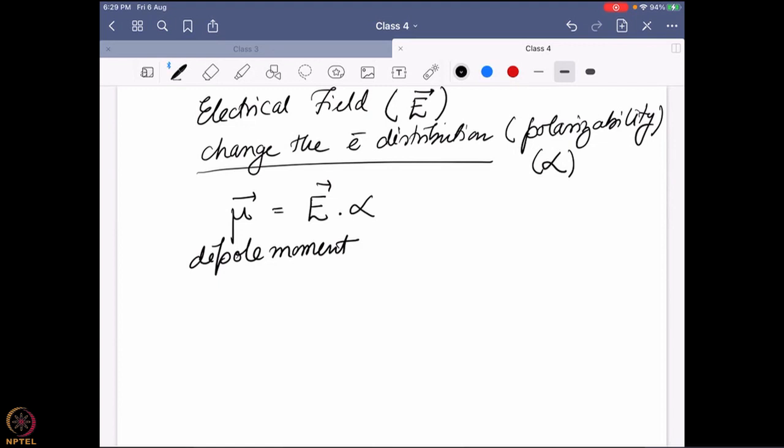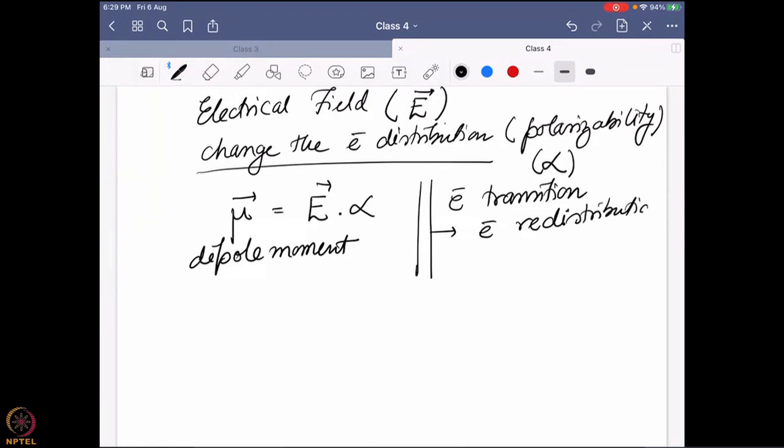That means we are going to create a dipole moment in a molecule when it is interacting with the electrical field of an electromagnetic radiation. And that is going to create the electronic transition. Okay, so over here, I'm going to take a few seconds. Electronic transition is going to happen. What is it? Electronic transition means the electronic redistribution.